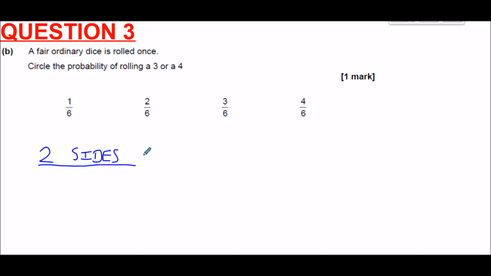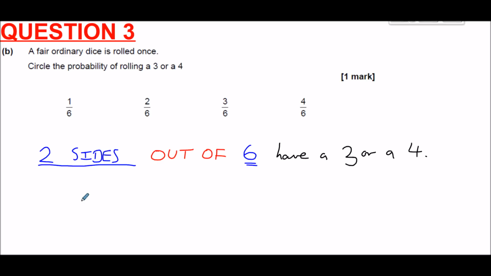Two sides out of 6 have a 2 or a 4 on them. So the probability of rolling, oh dear, it's not 2 or 4, sorry, it's a 3 or a 4. You see, read the question, that goes for me as well. So 2 sides out of 6 have a 3 or a 4 on them.